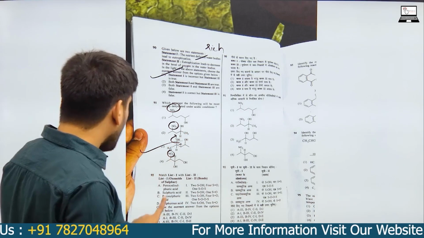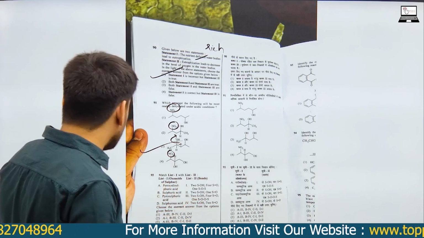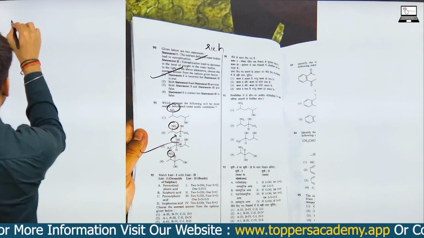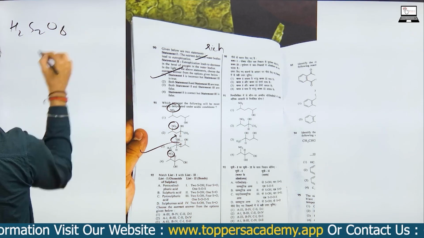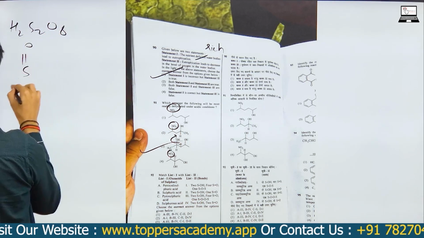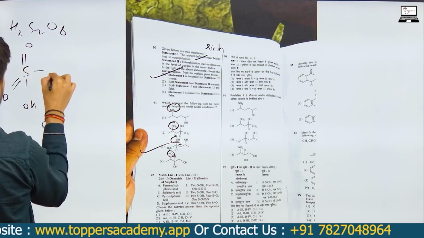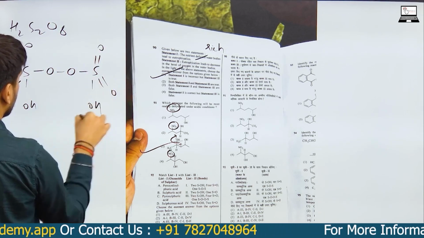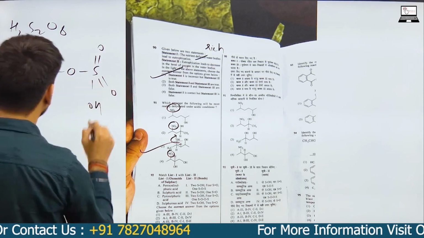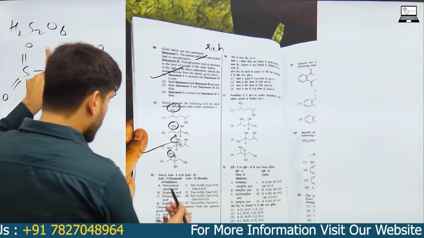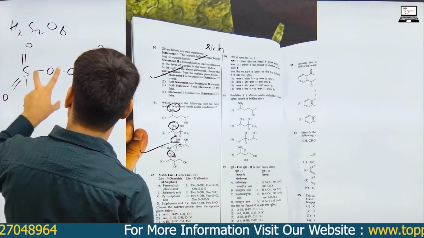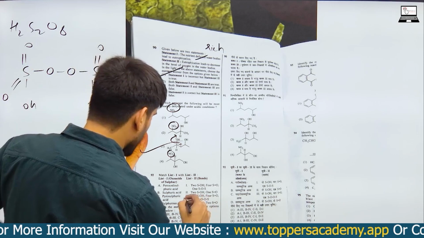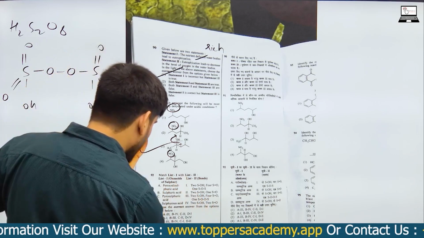Next, match list 1 with list 2. The first one is peroxo disulfuric acid, which is Marshall's acid. We know that it is H2S2O8. How can we draw it? This, and we have the peroxo linkage, something like this, H2S2O8. So in peroxo disulfuric acid, we have 1 S-O-O-S, 2 S-OH and 4 S double bond O. So A is going with third.